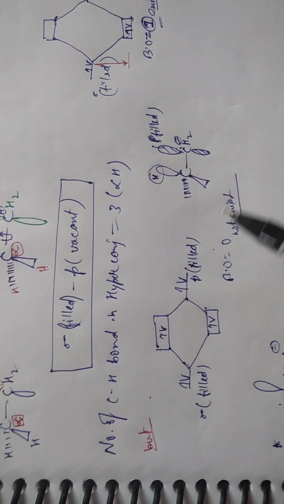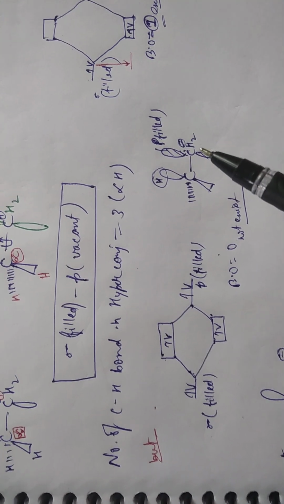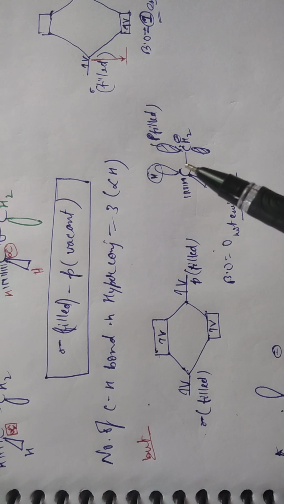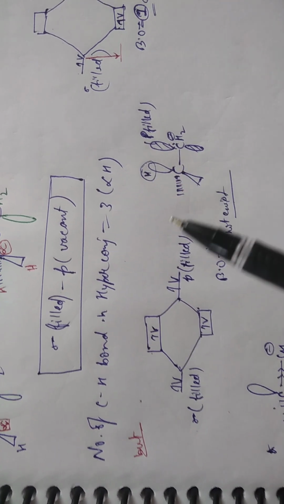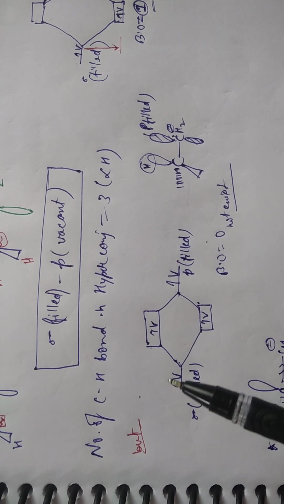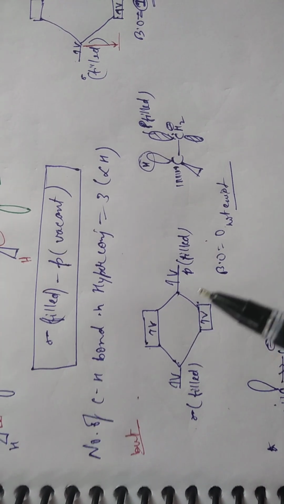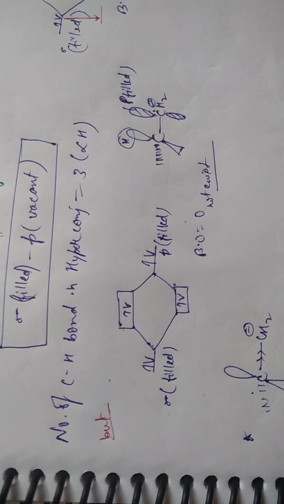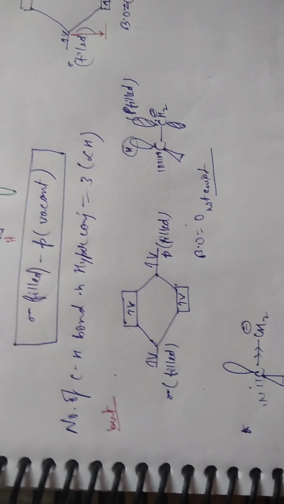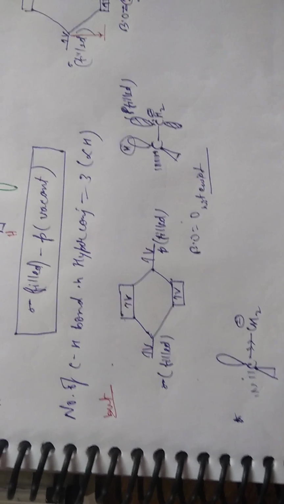But here you will see this is filled, and this is also filled. In this case, no hyperconjugation will take place. Both being filled will contribute, and they will give a bond order of 0, so the bond does not exist. This is all about hyperconjugation. Thank you.